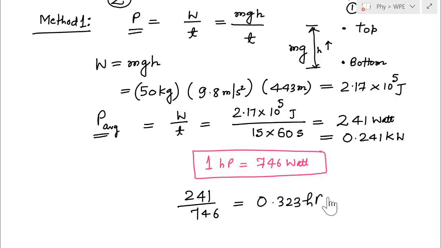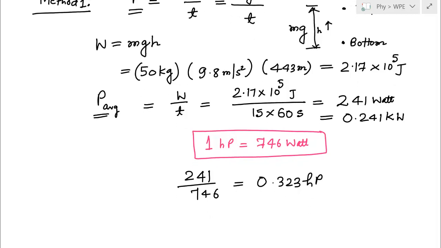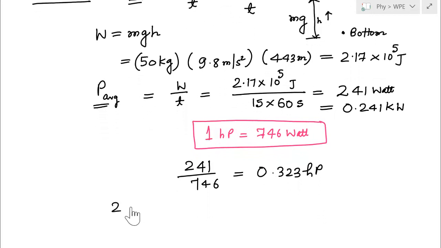horsepower. So in this case the answer will be 241 watt, or you can say 0.241 kilowatt, or you can say 0.323 horsepower.